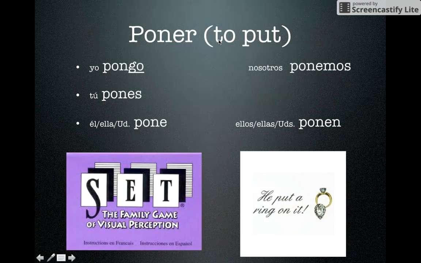Poner is another go verb, which means to put. Write another chart on your sheet of paper. And the first one, we have first person singular, yo pongo, with a go at the end. Tú pones, es at the end. Él, ella, usted pone, e at the end. Nosotros ponemos, emos. Skip vosotros. Ellos, ellas, ustedes ponen with an en at the end.